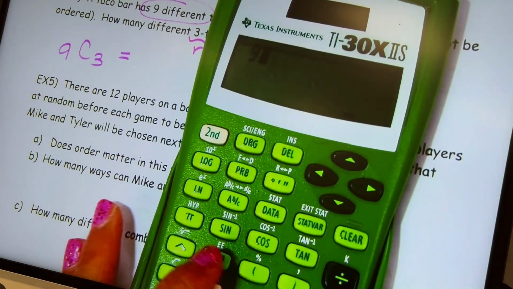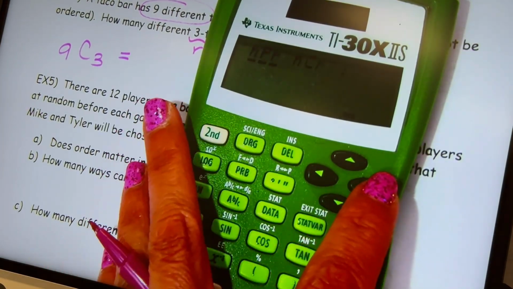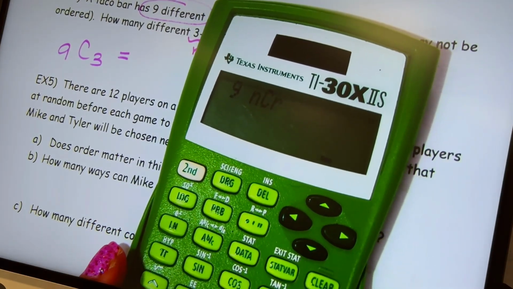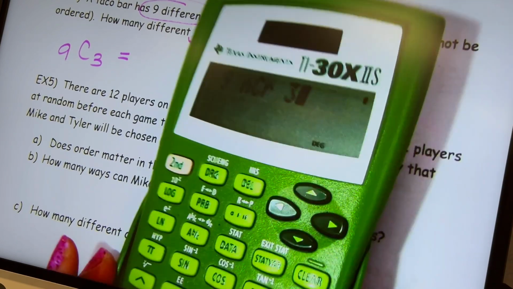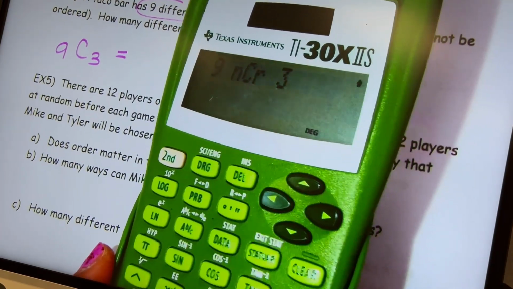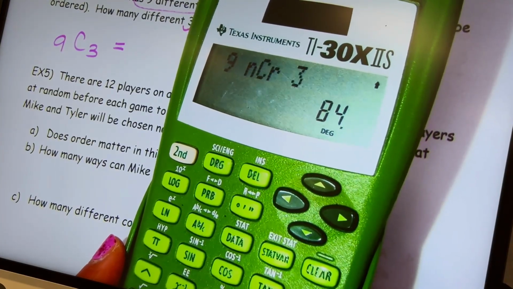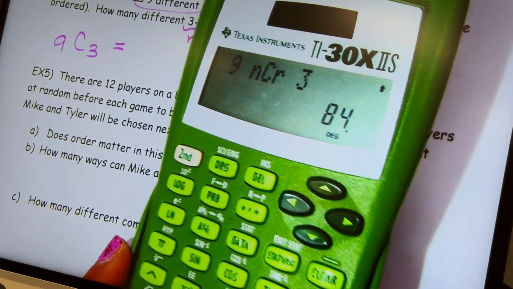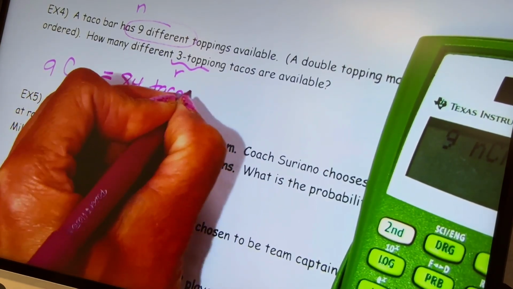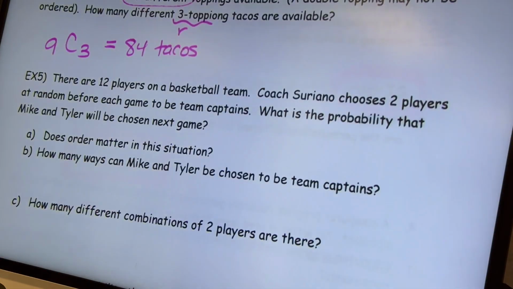So 9, then hit the PRB button, scroll over to NCR, hit enter, and then the 3. It should look like this on your screen. Same if you're using a Casio or even a different Texas Instruments, it should look the same. Should be 84. Is that what you guys are getting? Yeah. So there are 84 different taco combinations that we could create, okay?